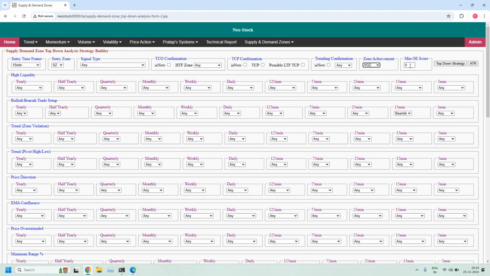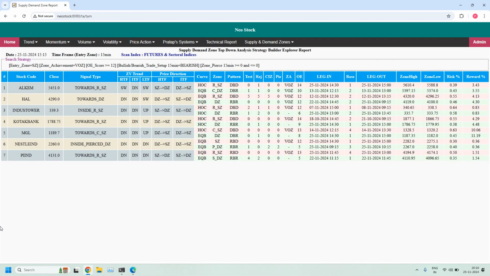Zone achievement is violated opposing zone. Odd enhance score should be 12 or more. And all the 3 filters are applied to the 15 minute supply zone. Now let's verify. We got 7 stocks. Currently these 7 15 minute supply zones are supporting bearish trade setup for daily income trade. These entry zones are 15 minute supply zones.